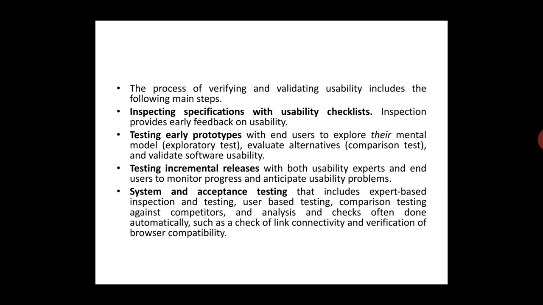Testing incremental releases with both usability experts and end users to monitor progress and anticipate usability problems. Incremental release means not releasing at once; incrementally they want to release the product. System acceptance is the last step that includes expert-based inspection and testing, user-based testing, comparison testing, and analysis, and checks are often done automatically. These are all the different steps which involve verification and validation of usability.